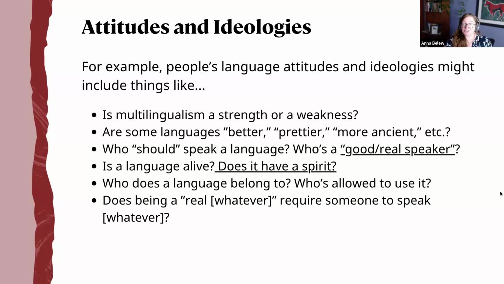Sometimes you'll hear the word ideology thrown around like, oh, this is a corrupting force that we must avoid. But at the end of the day, everything is based in ideology. Everyone has ideologies about language and about many other things. So the question is, what are they and how do we find out about them?